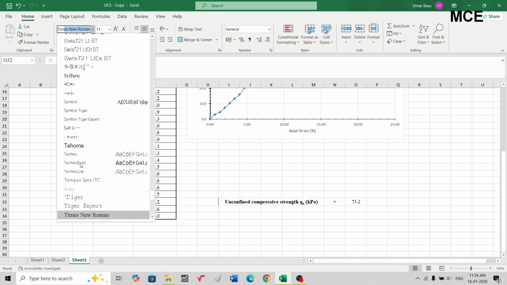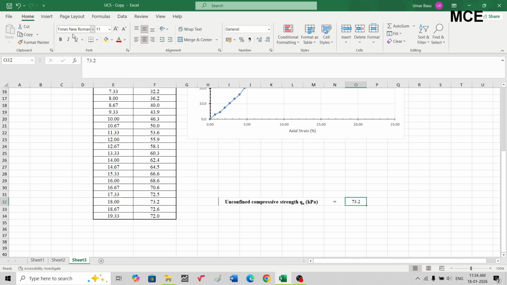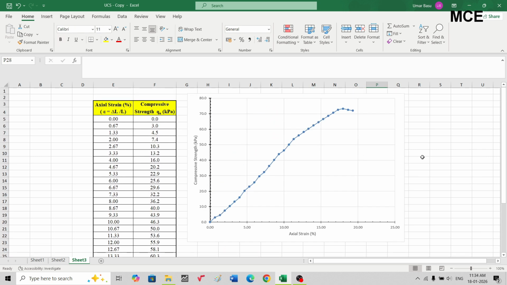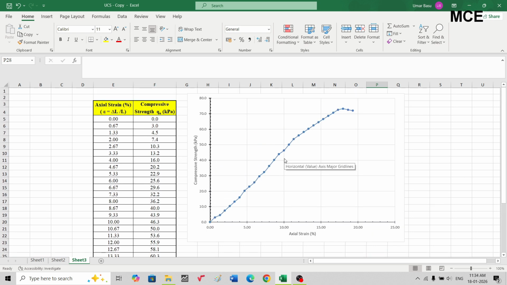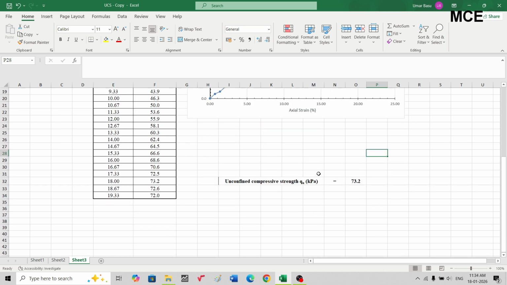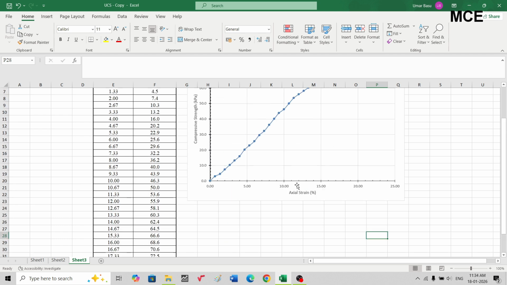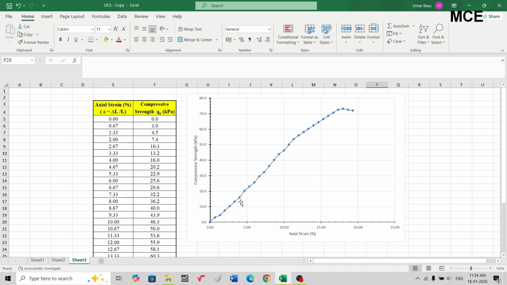You can perform the test on 3 samples and then take the average value of the unconfined compressive strength. Perform the test on 3 samples in the same manner, calculate the unconfined strength for each sample and then take the average value, which will be your unconfined compressive strength of soil for that soil type. You can see this is our graph of unconfined compressive strength. After reaching the peak value, it has failed. So this peak value is our unconfined compressive strength for this soil sample.